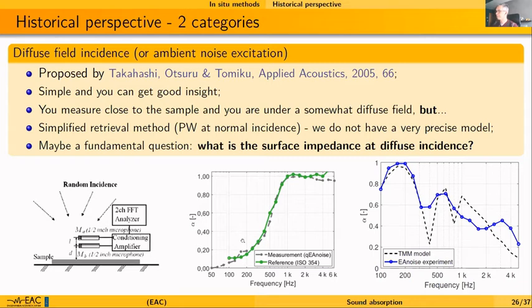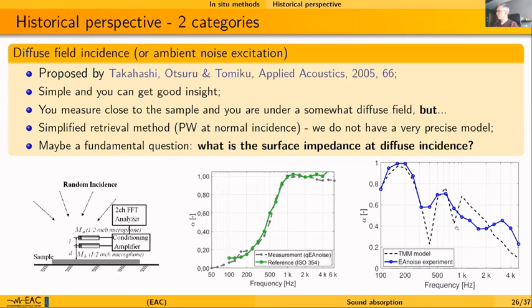of the material. And here is a comparison that we did before between a reference ISO 354 and such a method in the same reverberation room. So you can see that the measurements actually conform really well. And the fact is that the method is practical, but the model needs further explanation, in my opinion.